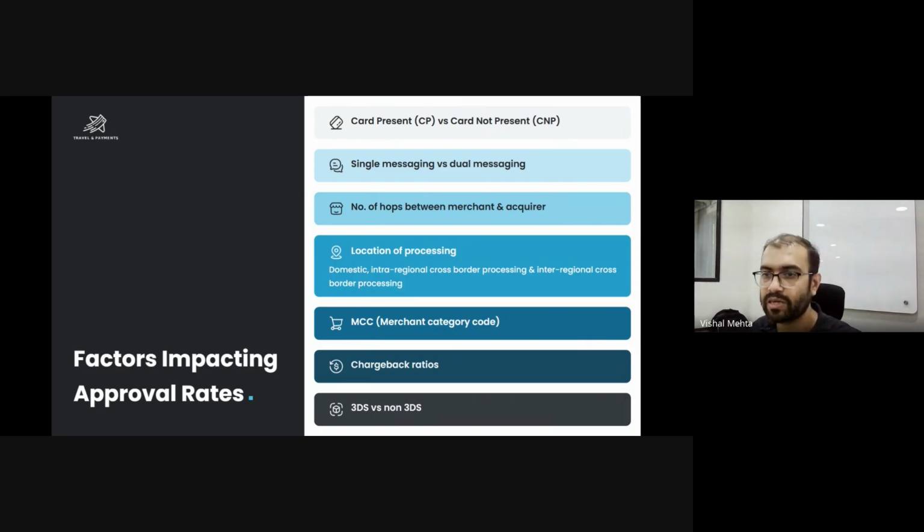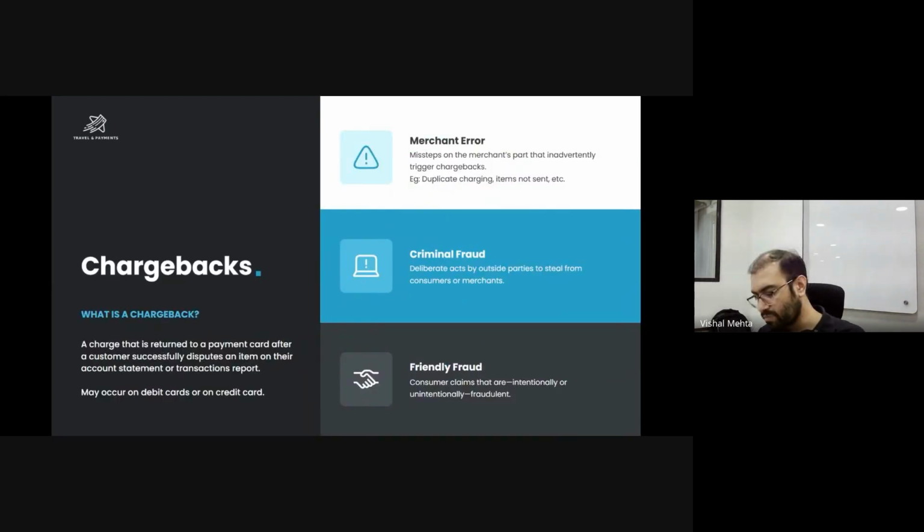MCC also impacts the approval rates because there are some high-risk MCCs, for example, gaming. When you look at the issuers, some issuers will tighten the screws when it comes to gaming in terms of fraud rules. So typical approval rates on gaming MCCs are much lower than, let's say, groceries MCCs. Other factors are the chargeback ratios, and whether it's an authenticated versus non-authenticated transaction. There are many more factors. I'm just giving you a purview of what approval rate factors can be there.